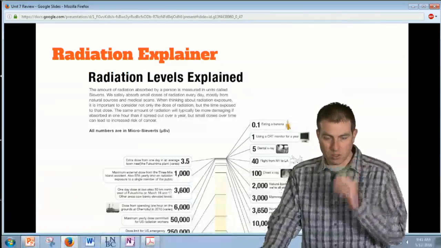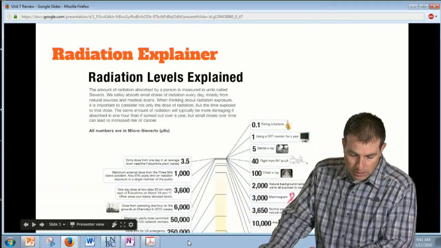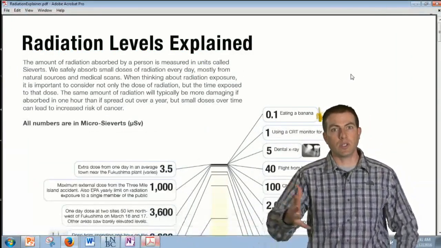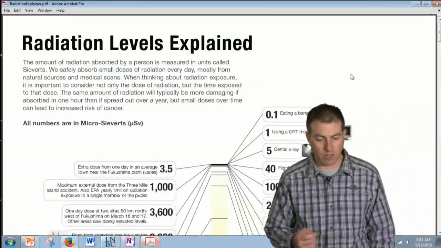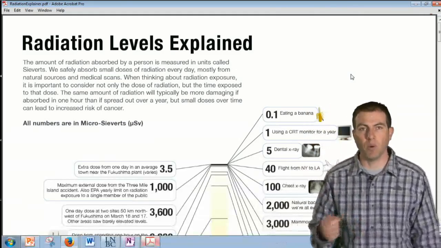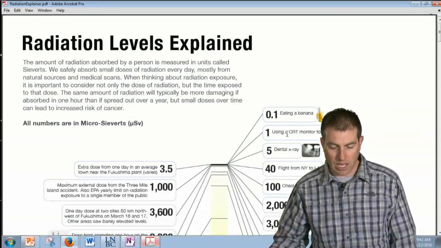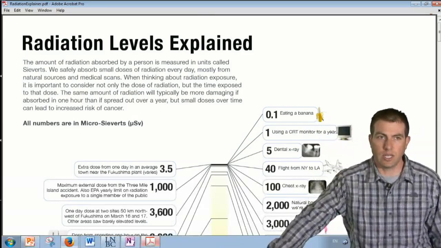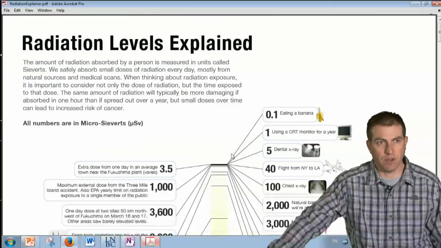We talked a little bit about radiation and how much you can receive in terms of just everyday things. So the unit we're talking about here is called a sievert or a microsievert. It's a level of radiation exposure. So if you were to eat a banana, you'd receive about 0.1 microsieverts of radiation. A CRT monitor is a cathode ray tube. If you're using it for a year, you'd get about 1 microsievert. If you got an X-ray at your dentist, you're looking at about 5.